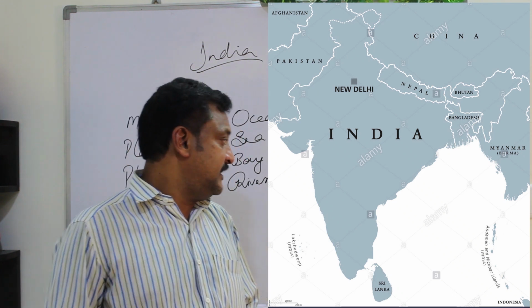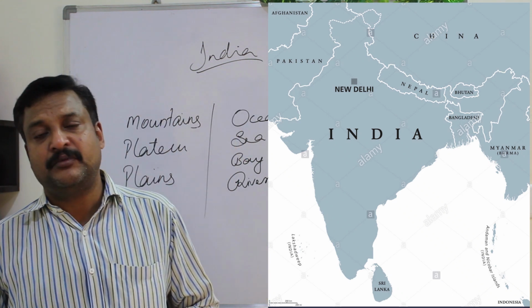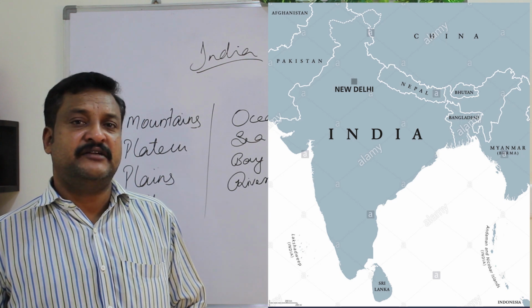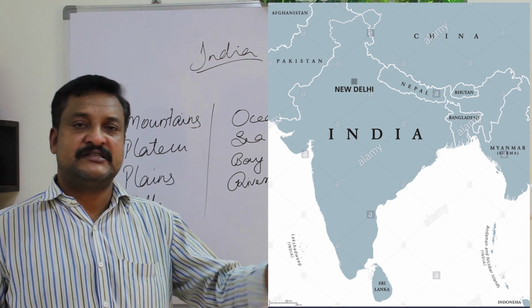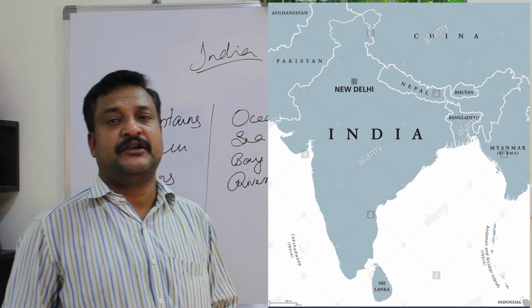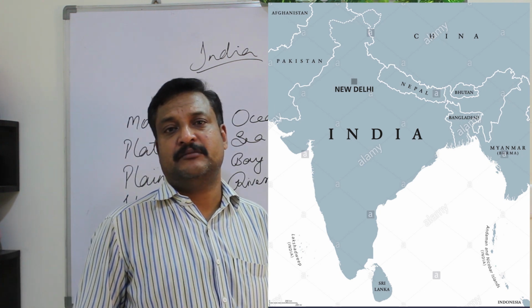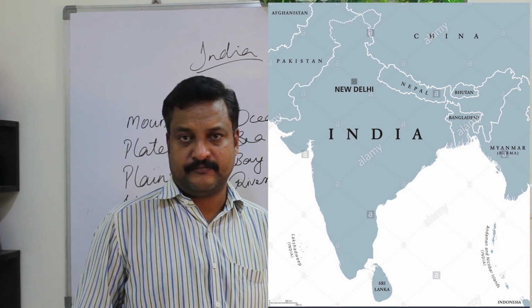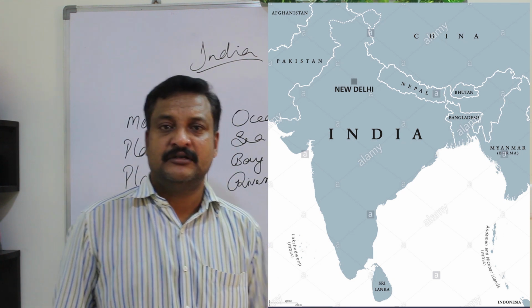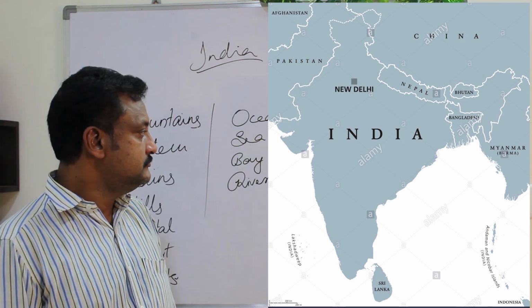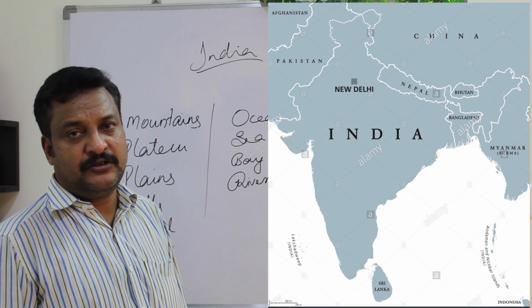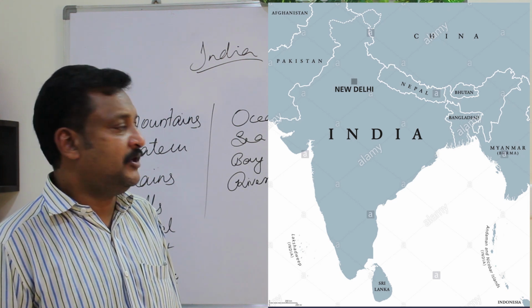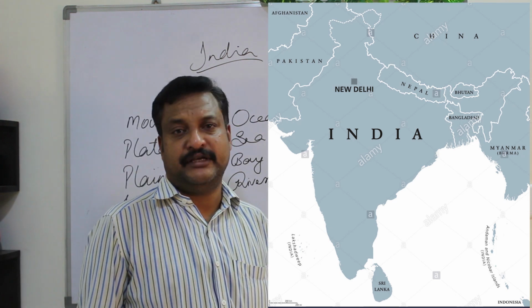See, on the eastern side you have Myanmar and the Bay of Bengal. Myanmar is a country which lies to the east of our eastern states. Okay, Arunachal Pradesh, Meghalaya, Mizoram, Nagaland, those regions. And below that we have the Bay of Bengal. Look at the southern part of India, we have the Indian Ocean there.